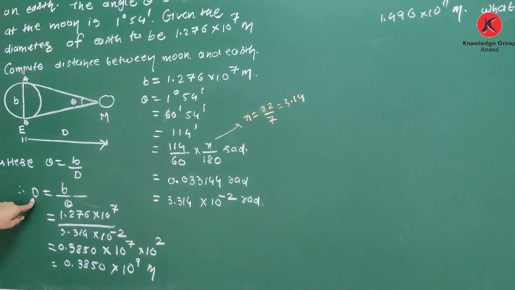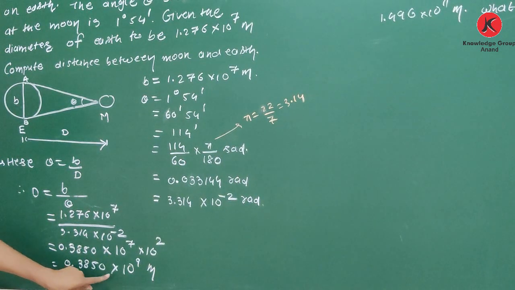It is distance, and what is the SI unit of distance? It is meter. So it is 0.3850 into 10 raised to 9 meter. Clear about this? Okay, so this is how to find this answer. Any doubt?